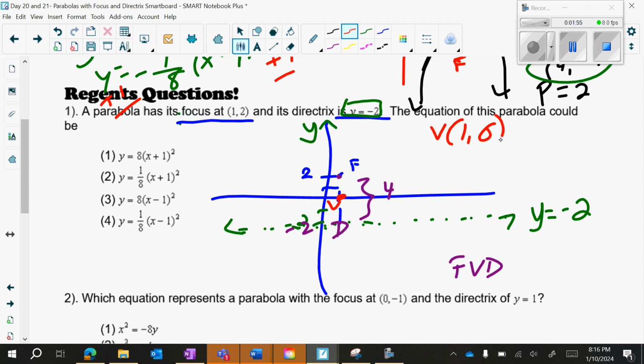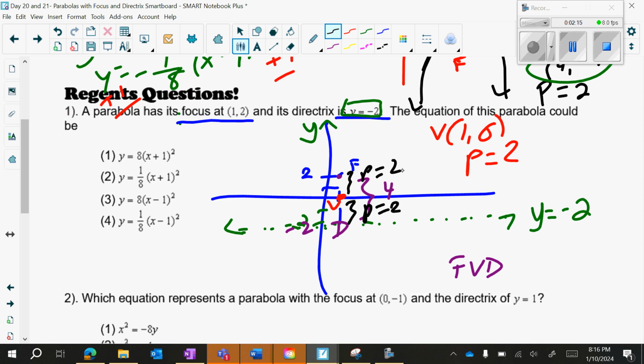So the value of p is half of this 4, which is 2. That's because you go 2 units up or 2 units down from the vertex to the focus or from the vertex to the directrix. So now let's actually do the question.